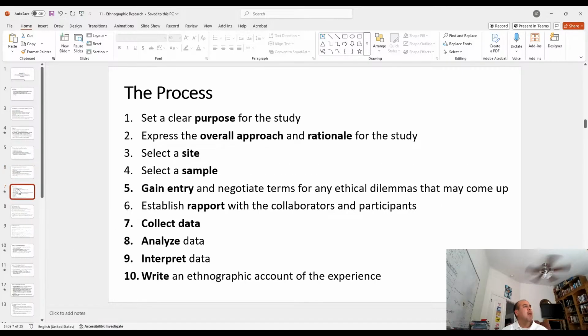Okay. All right. The process is you set the clear purpose of the study. You express the approach or rationale for the study. You select the site, right? Back to the gang member study, right? Where? Obviously you have to be safe, but it has to be in their natural setting. Where are you going to do it, right? Maybe it's on the west side of Fresno. Maybe it's downtown Fresno. Who knows? Wherever it is, definitely your subjects have to be living in that site, right?